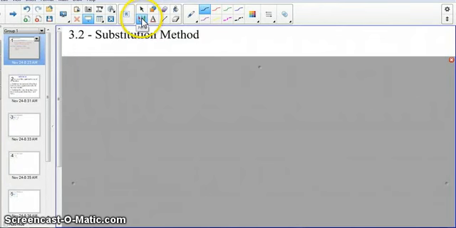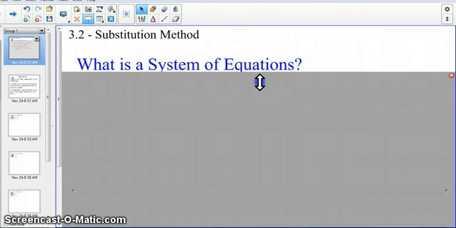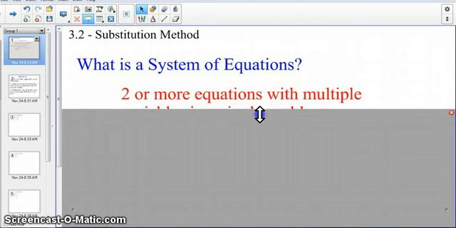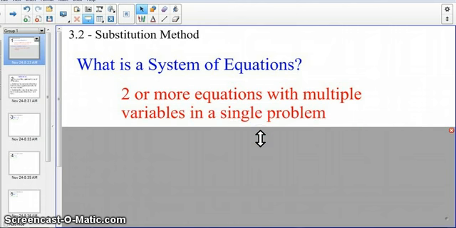Today we are going to go over substitution method to solve systems of equations. So first, what is a system of equations? We've talked about this a couple times already. A system of equations is when we have two or more equations with multiple variables in a single problem.